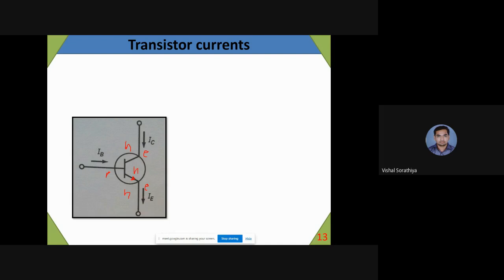So if current wants to flow from here to there, this hole region will not allow it. Why? Because a depletion junction is created between them. Now if from an external source you apply a current on this terminal, then what happens? The hole meets with the electron applied from the external source, and it becomes neutral. Okay, we can say it becomes neutral. I can write.